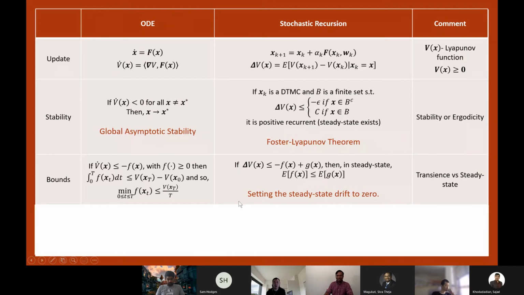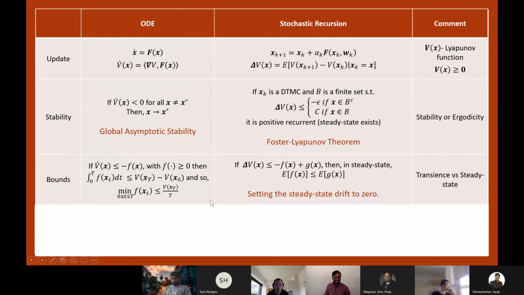So this is the second kind of argument that we'll use: simply setting the steady state drift of some function to 0. If we can bound the drift of that function by some f, we can get a bound on f in steady state for the stochastic recursion, or in transients for the ODE. And recall that in the previous case, in stability, these two theorems are counterparts, the ODE and the stochastic recursion. But here these two theorems are slightly different.